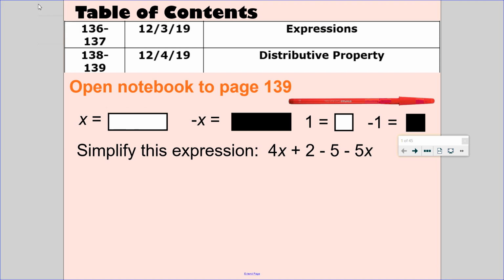Welcome. This video is over distributive property. This is what we're going to learn today. So let's read it. Simplify this expression. So we have the following.